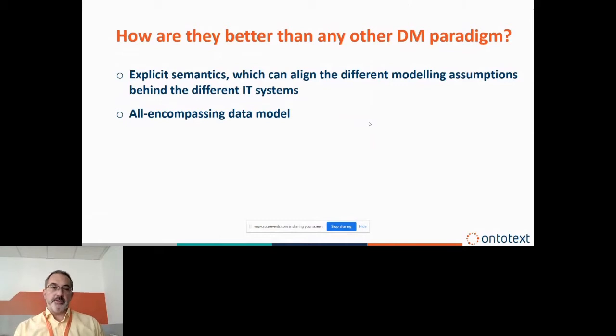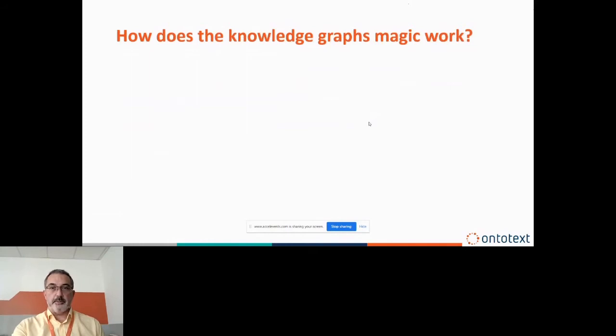Then the other thing is a really universal, all-encompassing data model, and that's the RDF model, which is really as expressive as it could be to allow you to represent all sorts of flavors of data. And last but not least, one can hardly underestimate how many problems were caused by not having unique identifiers. And with knowledge graphs, you have them, and that's a very important part of the picture.